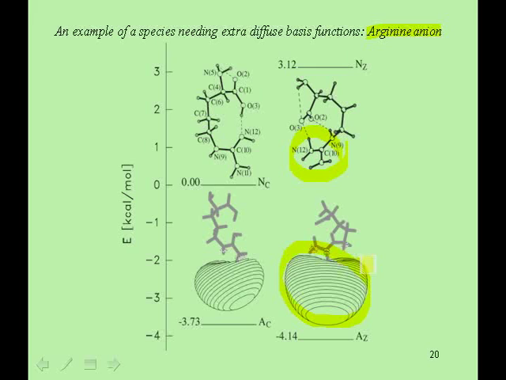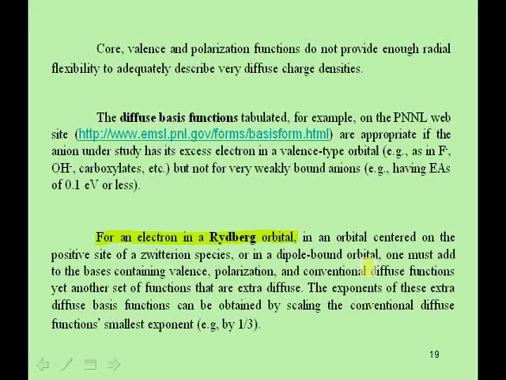That orbital there is very difficult to describe with the conventional valence and core and conventional diffuse functions that one would download from, for example, the PNNL site. So there also are so-called extra-diffuse or Rydberg orbitals that people have developed that are useful for describing these cases where the electron is bound in a Rydberg orbital or a dipole-bound orbital or a zwitterionic type orbital like that. Okay, that's the end of that.